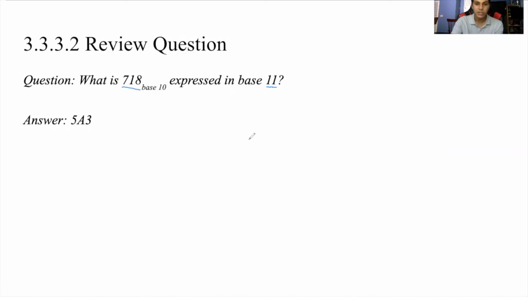So let's list out powers of 11. So first we have 1, which is 11 to the power of 0. Then we have 11, which is 11 to the power of 1. Then we have 121, which is 11 squared. And then after 11 squared, I actually don't know this one off the top of my head. So I'm going to do a little bit of quick multiplication to find the answer. So I put a 1 here, a 2 here, a 1 here, and I add these.